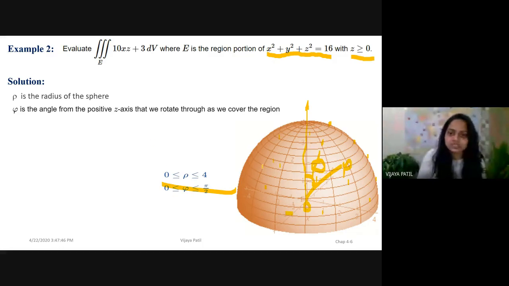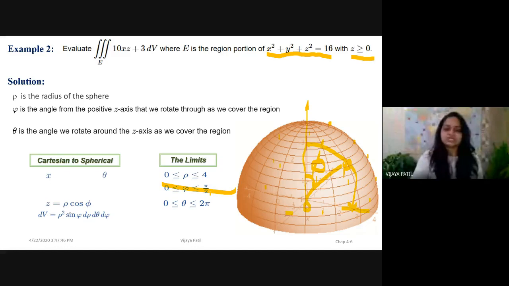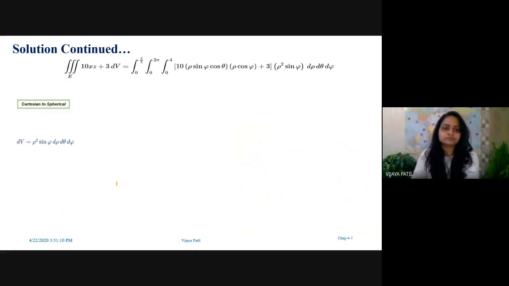If you observe, this will move from the x-axis to the point up to here, that is up to phi equal to pi by 2. What is the third one? It is the angle we rotate around the z axis, that is theta. Theta will complete one entire circle, one entire round, giving me 0 to 2 pi. And this is the conversion between the Cartesian coordinates x, y, z and rho, phi, and theta, and we'll just be putting it in over here.